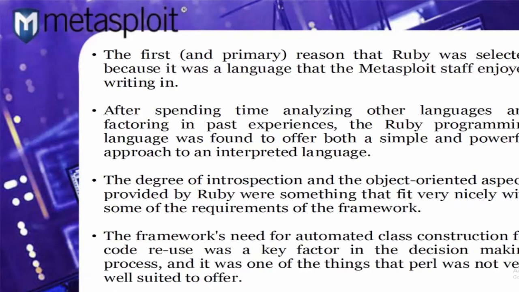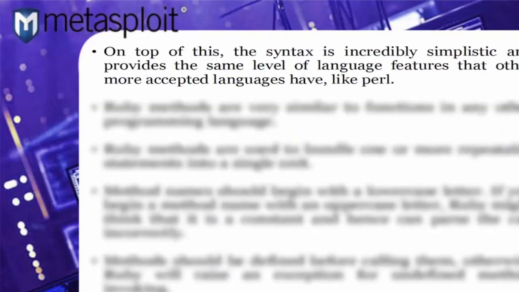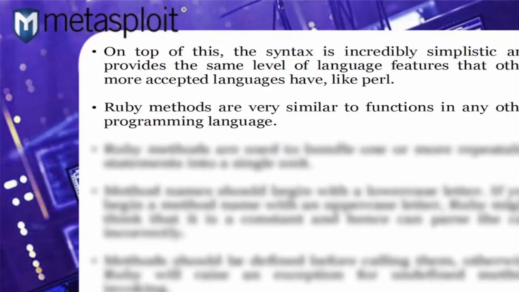The framework's need for automated class construction for code reuse was a key factor in the decision-making process, and it was one of the things that Perl was not very well suited to offer. On top of this, the syntax is incredibly simplistic and provides the same level of language features that other more accepted languages have, like Perl. Ruby methods are very similar to functions in any other programming language.